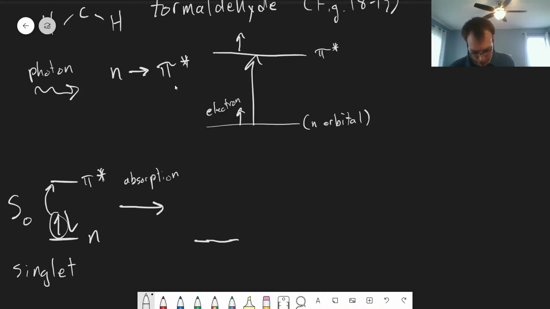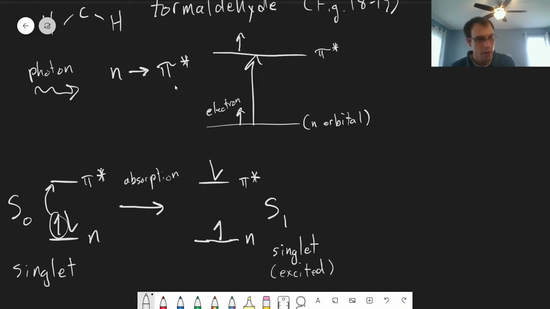And there's two different possibilities here. We can have our remaining electron and our excited electron be opposite spins. But they're still paired with each other, so they're still different. We call this the S1 state. So this is still a singlet state, but now it is the excited singlet state. And this has a specific wavelength that's associated with it for the energy required. This happens at 355 nanometers.